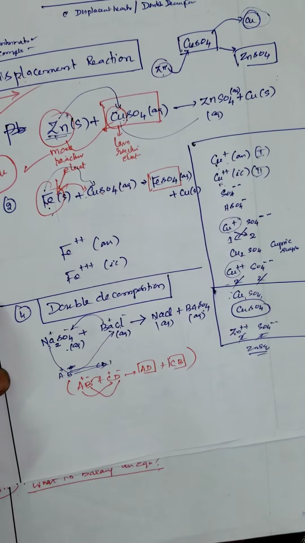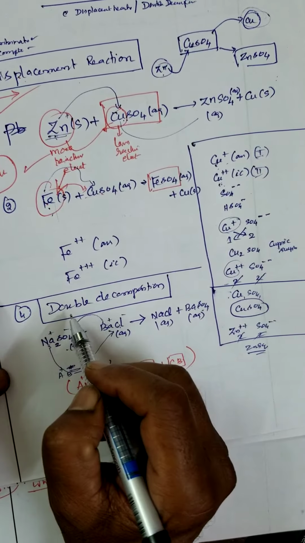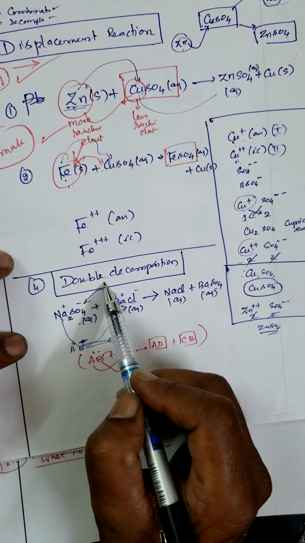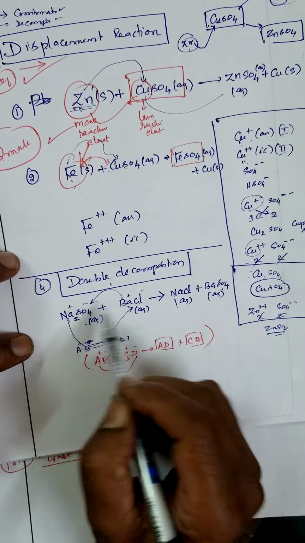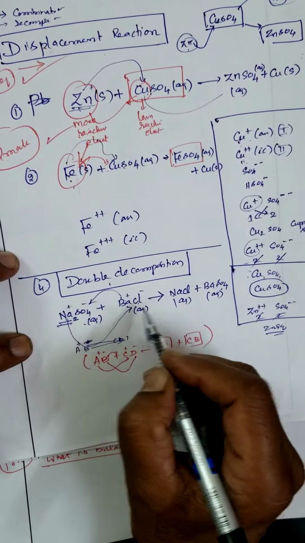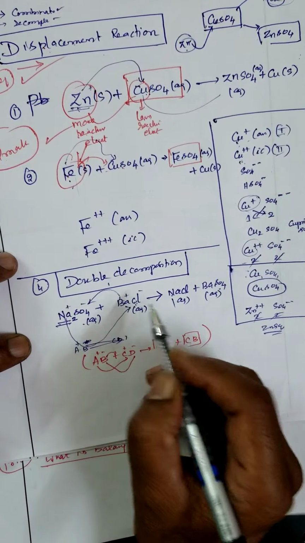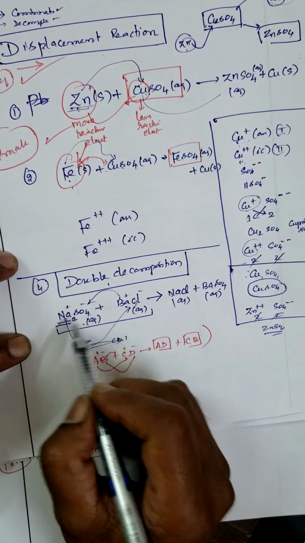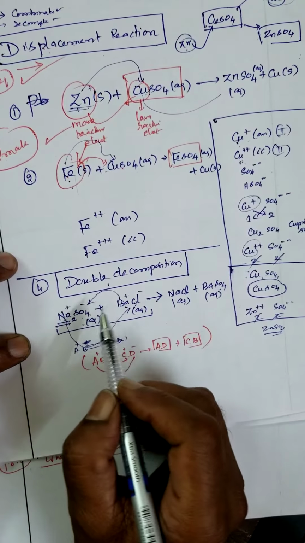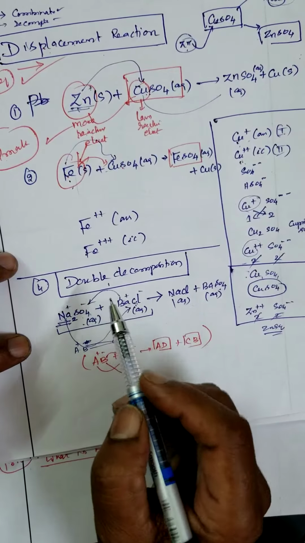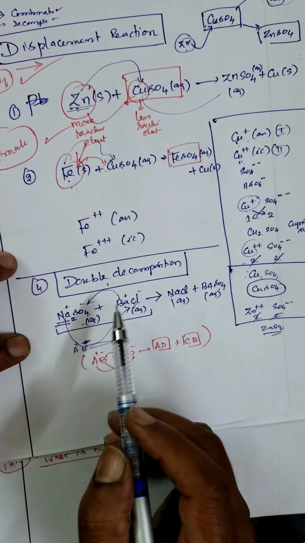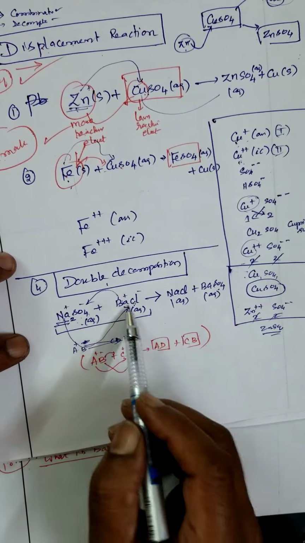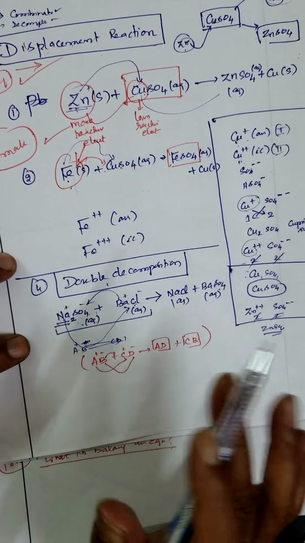Now, they will ask you to define double decomposition. The definition is this: a reaction in which there is an exchange of ions. Here the sodium ion gets exchanged with chlorine. Exchange of ions between the reactants, between these 2 reactants, takes place. This is called double decomposition. Double decomposition is the reaction in which there is an exchange of ions between the reactants, or exchange of ions between the compounds.